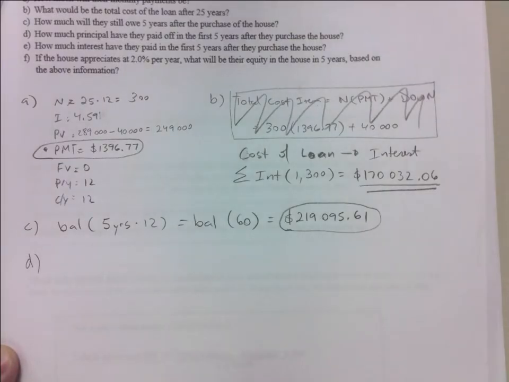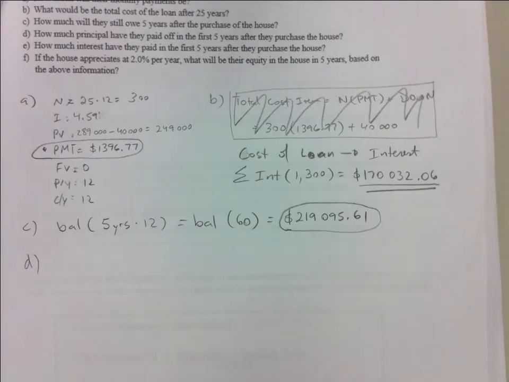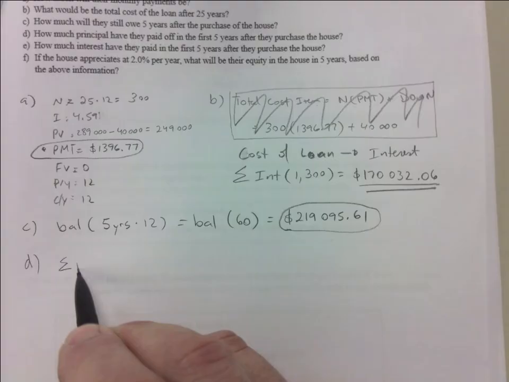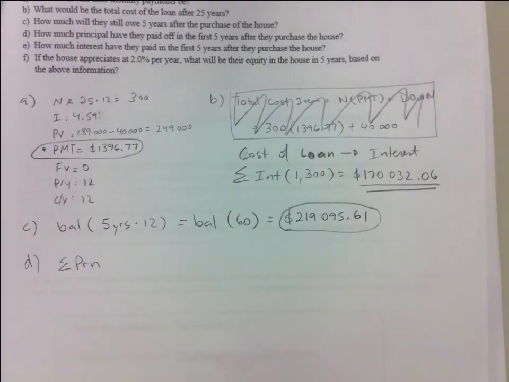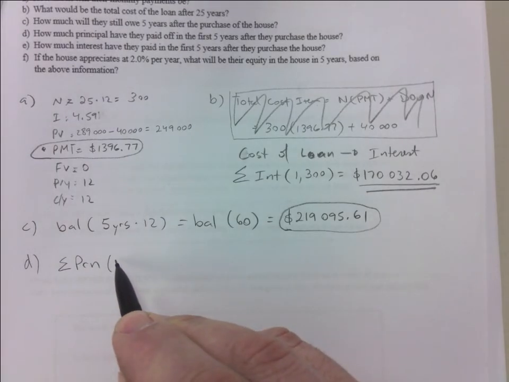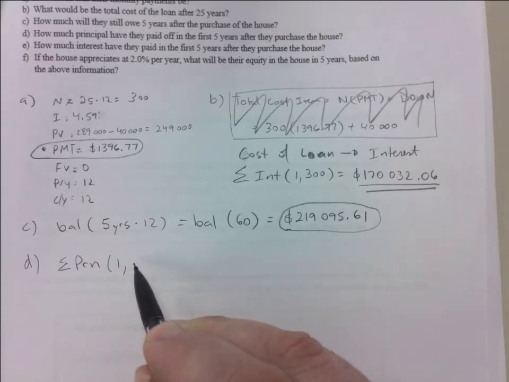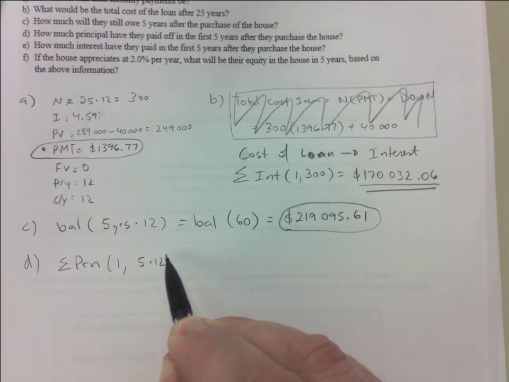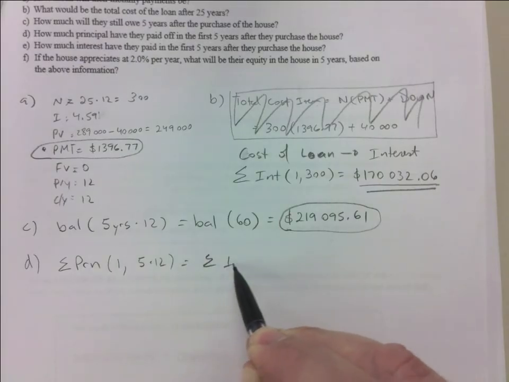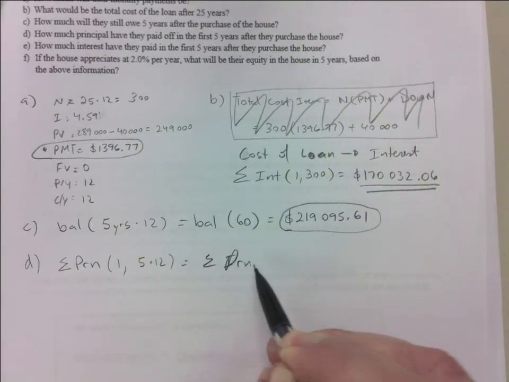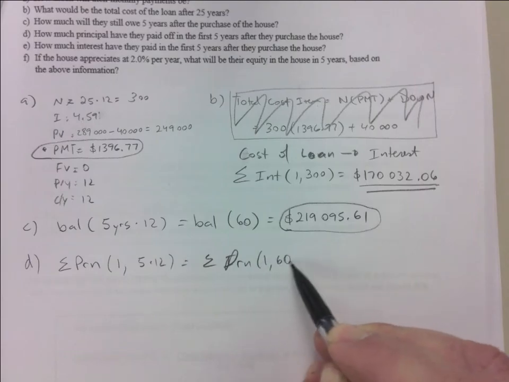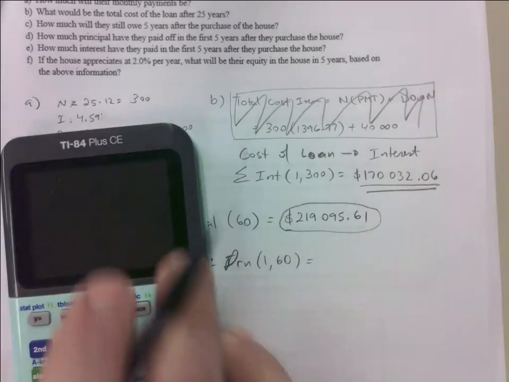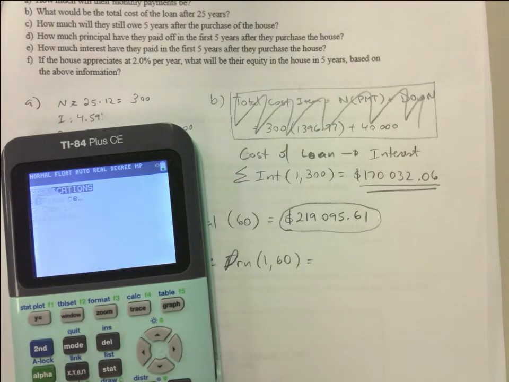D, how much principal will they have paid off in the first 5 years after they purchased the house? I'm going to use this one. Principal needs a start and an end. So 5 times 12, right? So it's sum of principal, which is 1 to 60.